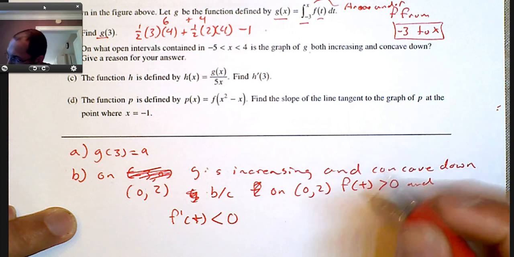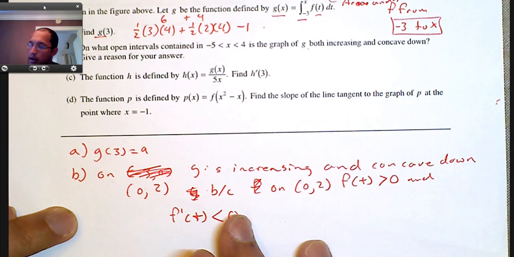Yeah, and that's pretty much it. You can say it a couple different ways and be alright. So B, let's move on to C.